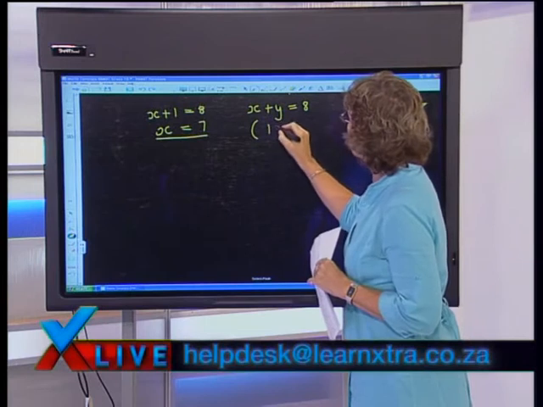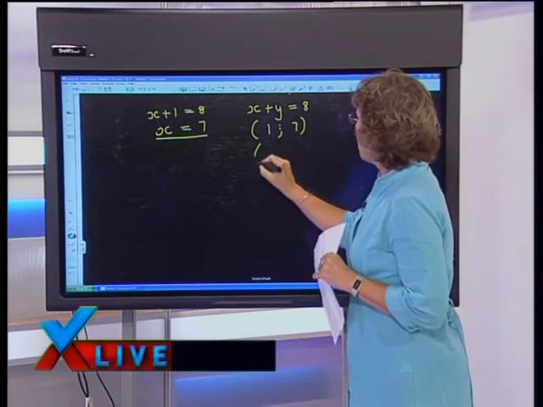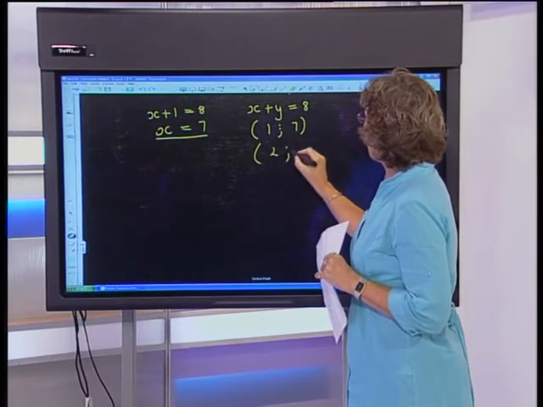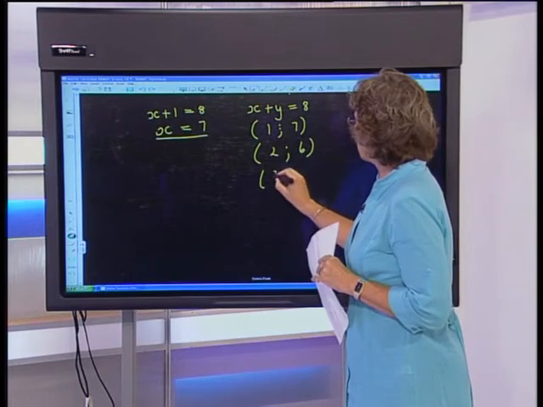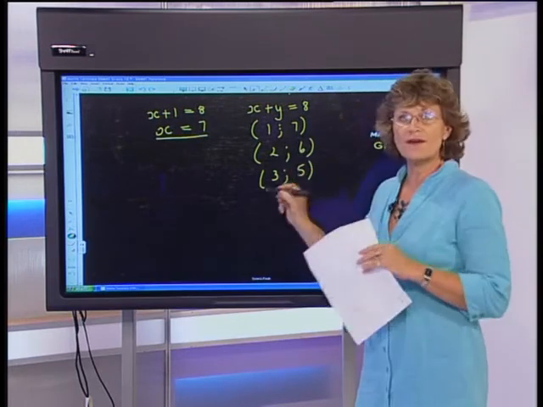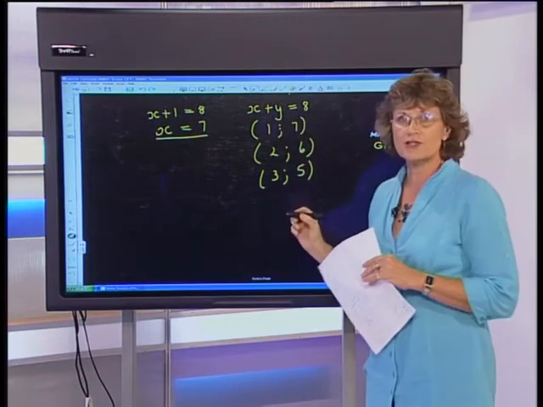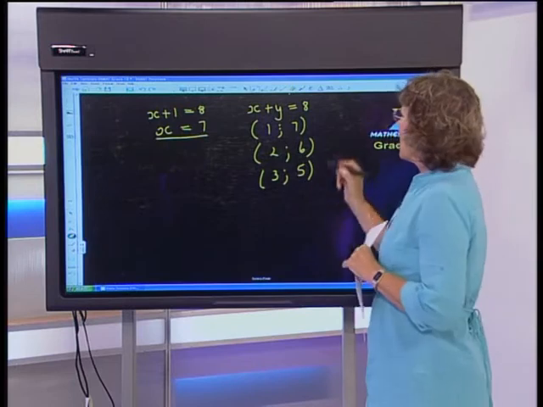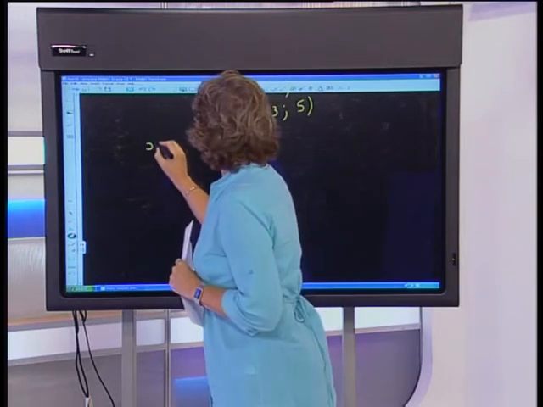So, for example, x could be 1 and y could be 7. Or x could be 2 and y could be 6. Or in fact, x could be 3 and y could be 5. And I could go on like this forever and a day, choosing combinations of x and y that add to give me 8. Okay?